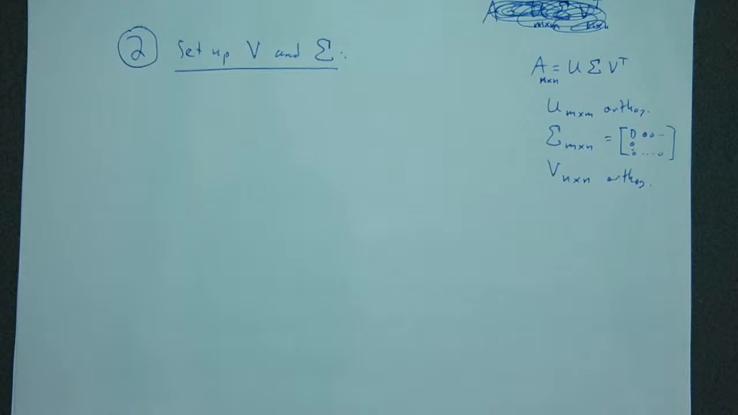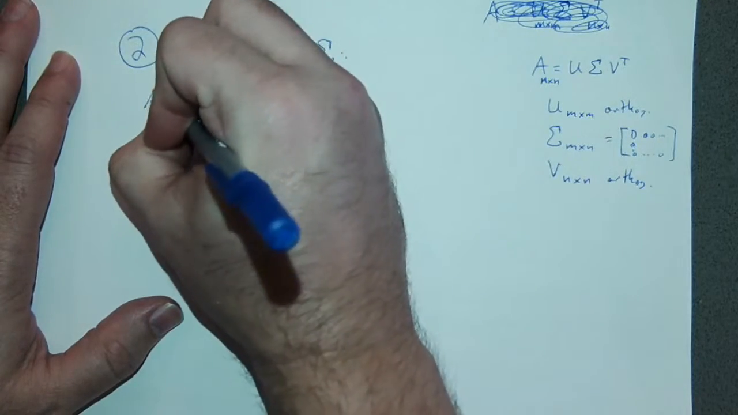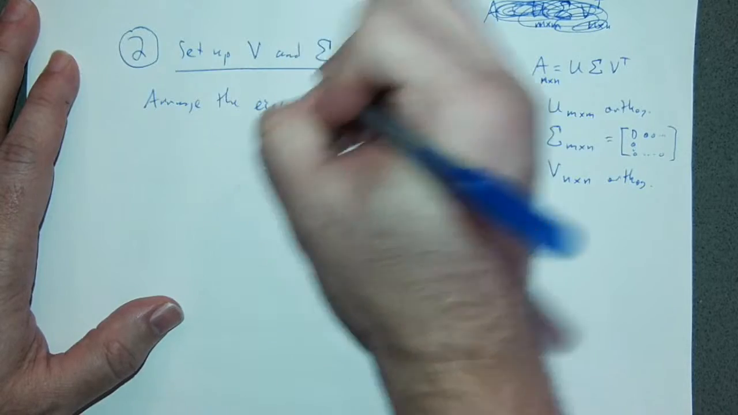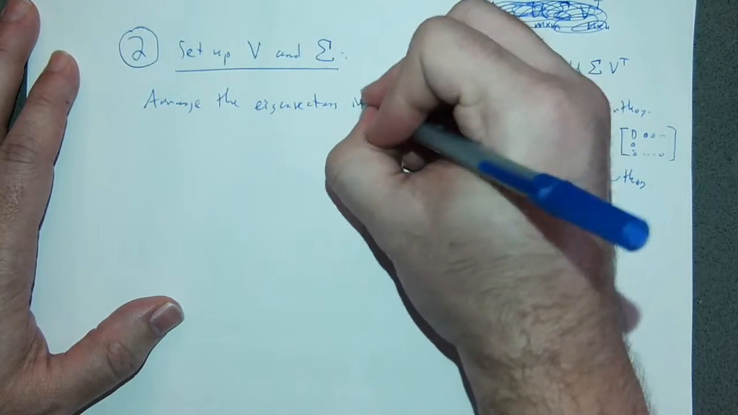Okay, so then the next thing is we want to set up V and sigma. Now, how do we do this? In general, you would arrange the eigenvectors in decreasing order.